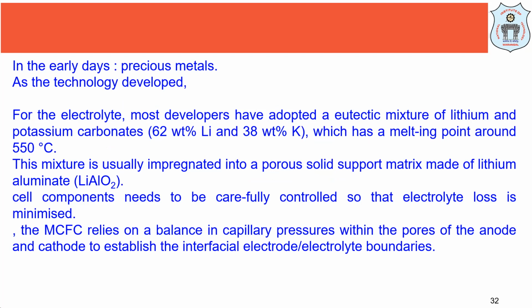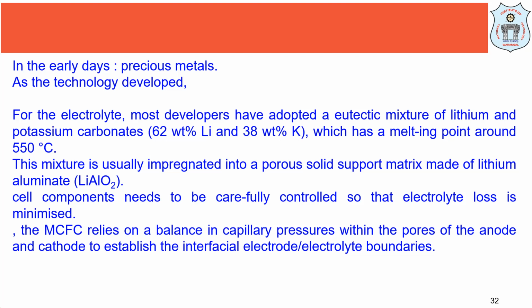But once the technology was developed and very good research was done, it was found that nickel itself is sufficient. It's adequate both as the metal for the anode as well as the oxide for the cathode. So nickel oxide is used for the cathode, and nickel as a metal is used for the anode. This porous nickel, with the 50 to 70% porosity we have seen, helps the carbonate reach the anode surface and react.